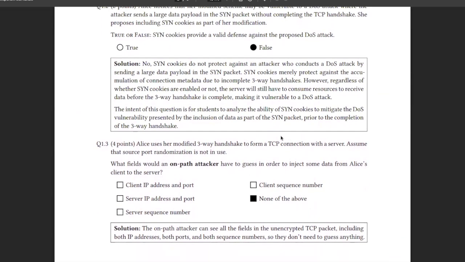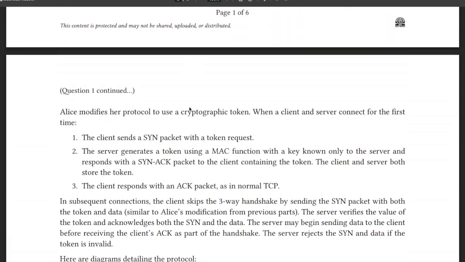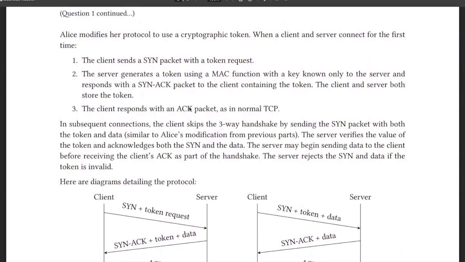Yep, that's exactly right. Okay, so let's see if we can get through as much as we can of this question. A lot of reading in this question, to be honest.